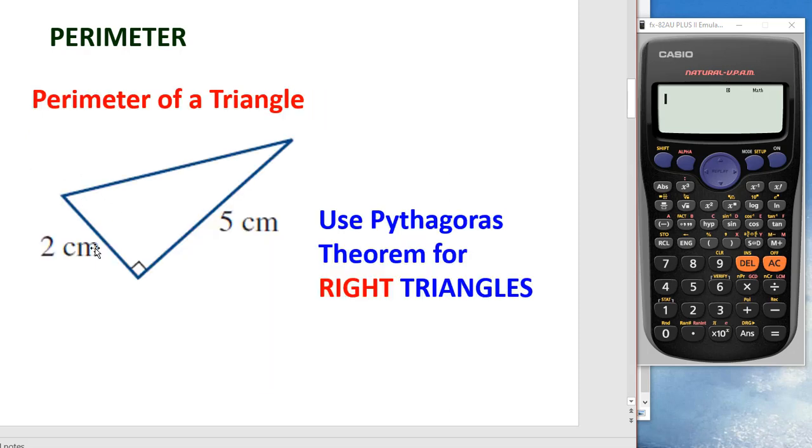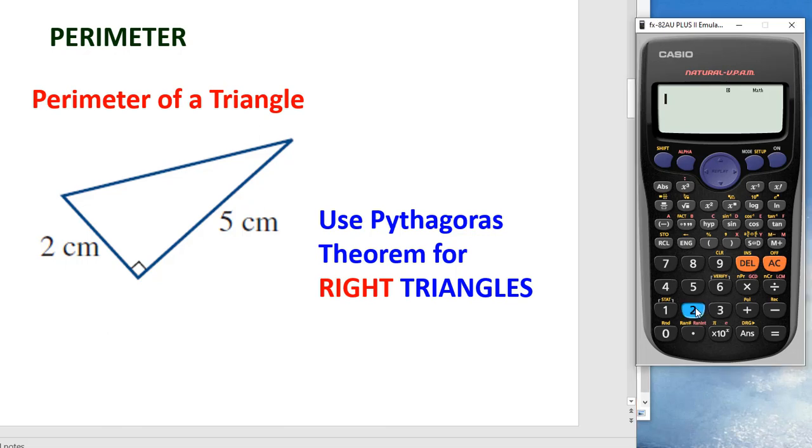So as examples for triangles, for right angle triangles, if you're given these two sides, obviously you can use Pythagoras' theorem to calculate the third side. Just in case you've forgotten how to do that, remember this. In this case, I've got the two smaller sides. That's going to be 2 squared plus 5 squared. And if we square root that answer, it'll give us this one here.